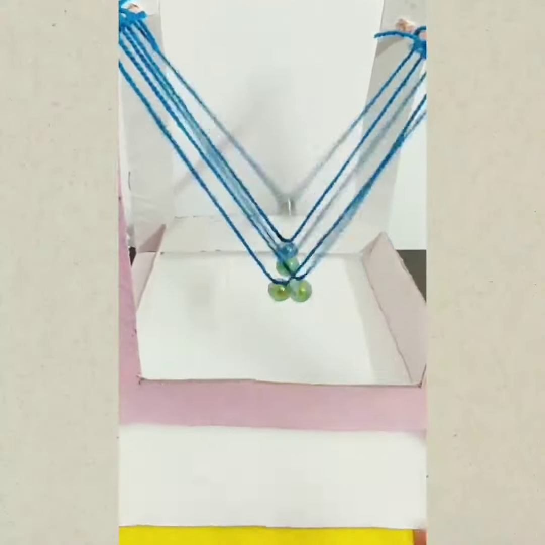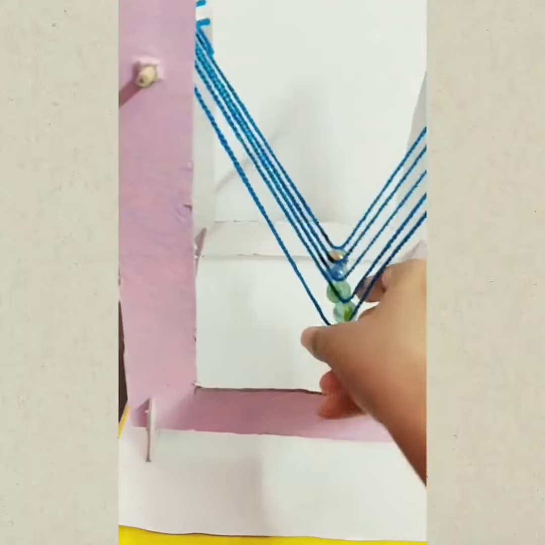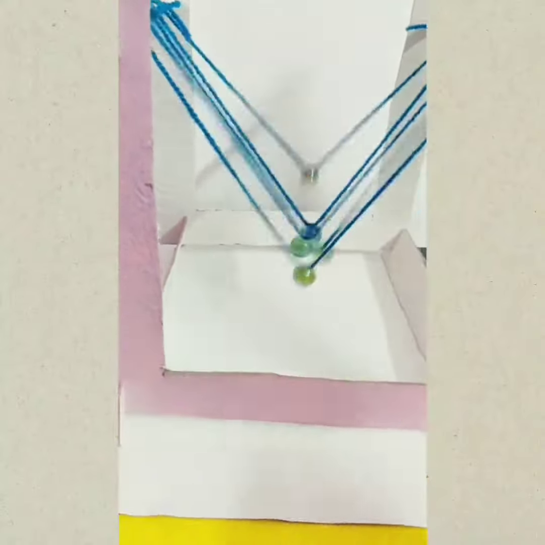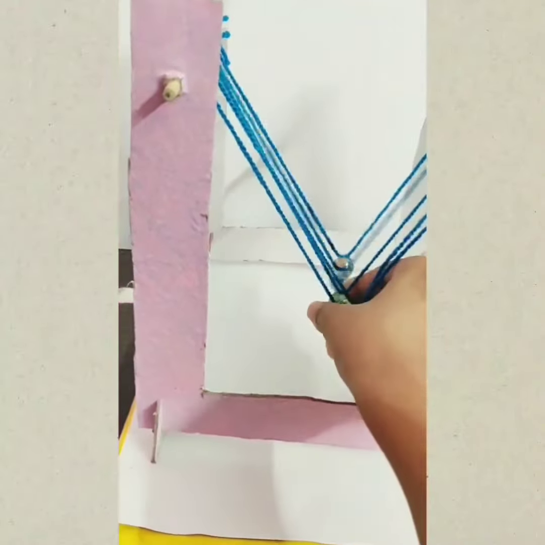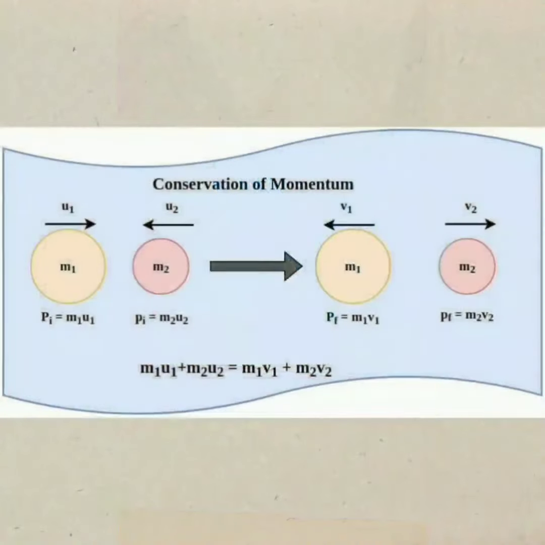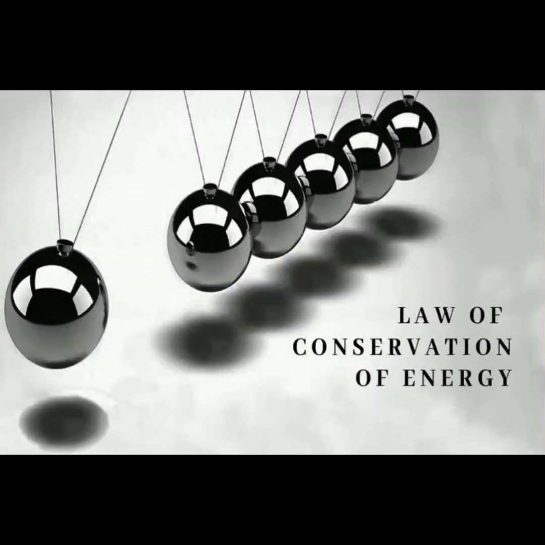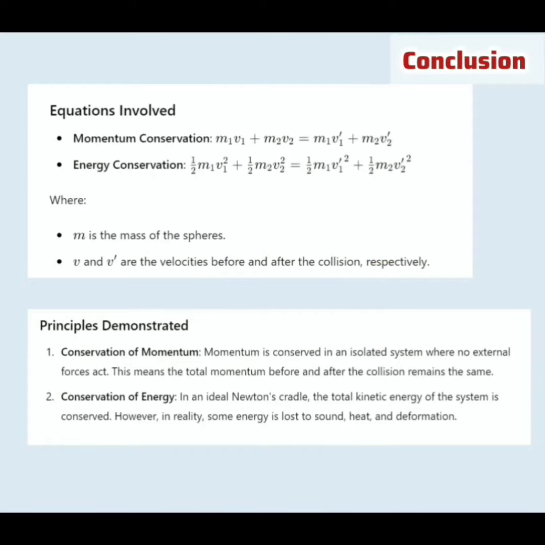So through this experiment, we can conclude two principles that were demonstrated. The first one is conservation of momentum, which states that the total momentum before and after the collision remains the same. And the second one is conservation of energy. In an ideal Newton's cradle, the total kinetic energy of the system is conserved. However, in reality, some energy is lost to sound, heat and deformations. And the equations involved are as follows.